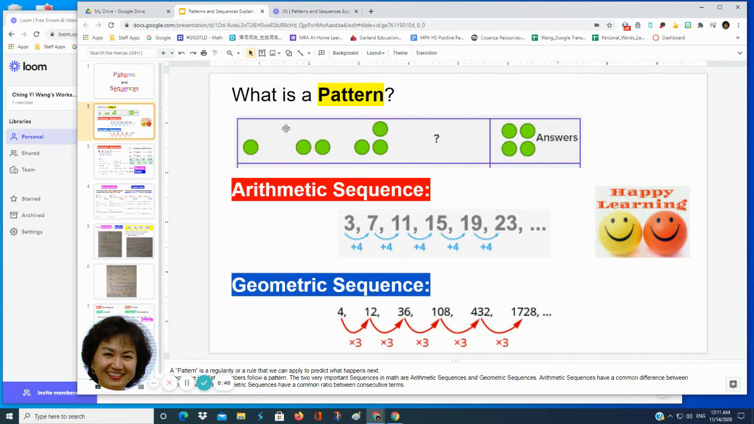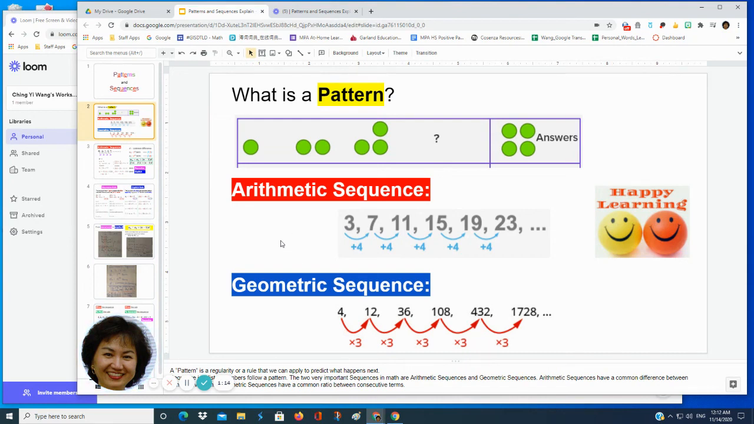What is a pattern? A pattern is a rule that we can apply to predict what happens next. Just like in this example, you see 1 here, 2 here, 3 here, so you know the next one will be 4. What is a sequence? A sequence is a list of numbers that follow a pattern.